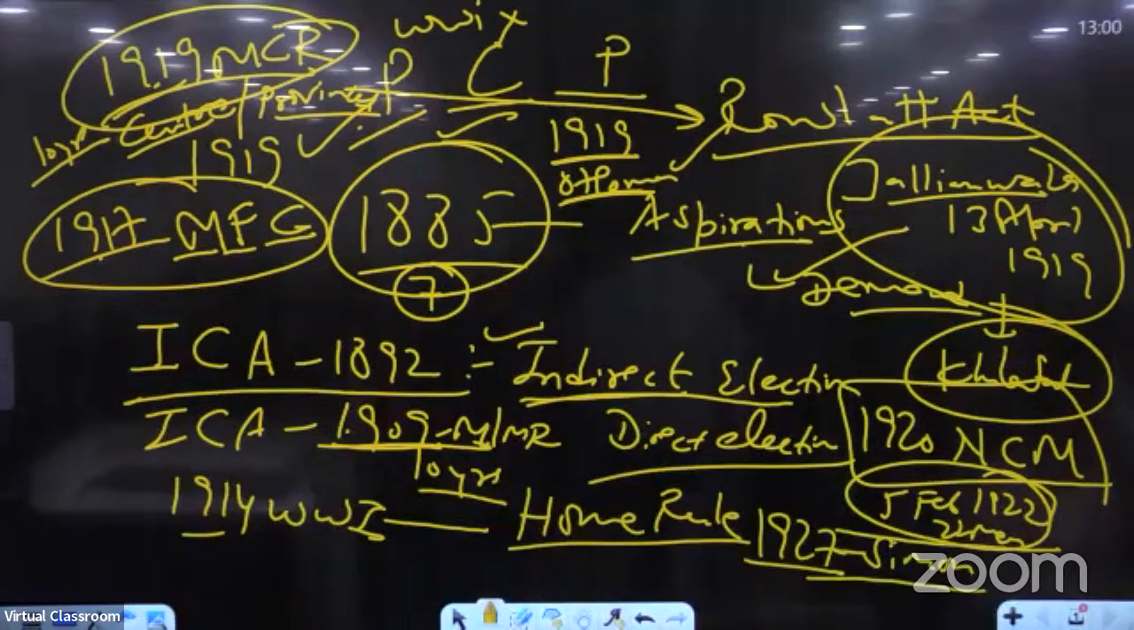In the August Offer they said, if you support us in the war, after the war we will give you many reforms. Gandhi said, we trusted you in World War I and we got the Rowlatt Act and Jallianwala Bagh, so no more trust. Tell us what you have right now. He said nothing. Gandhi said individual satyagraha. Every Congressman can go for individual satyagraha.